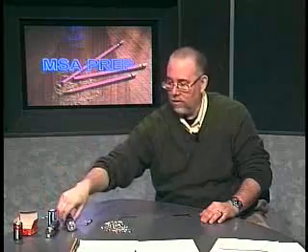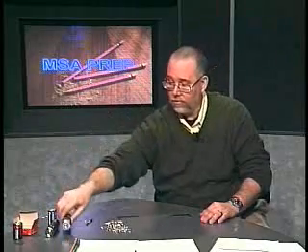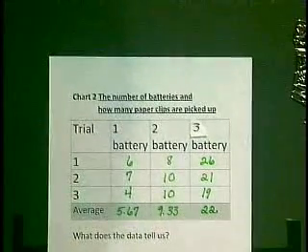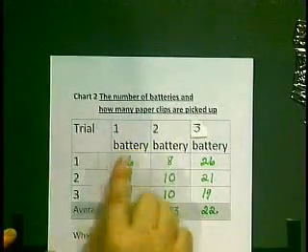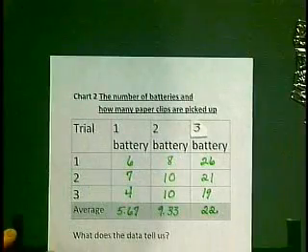Now remember, in this data table, we were doing what? We went from 1 battery to 2 batteries to 3 batteries. So we're changing the amount of force, or the amount of energy that's put into the electromagnet. Let's take a look at our data. Same idea as in the last data table.